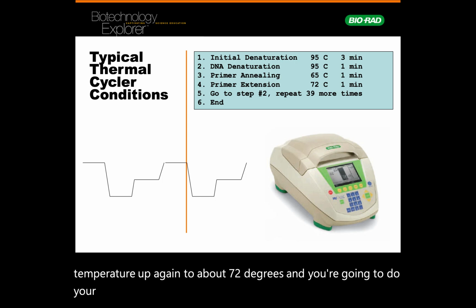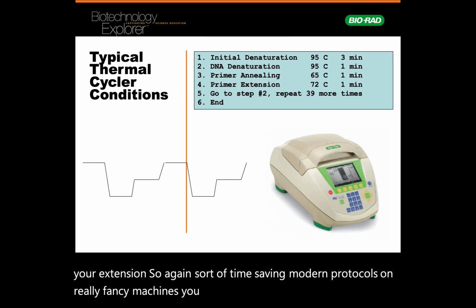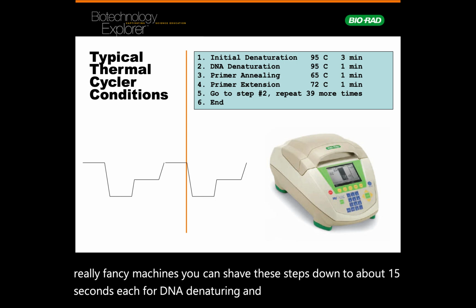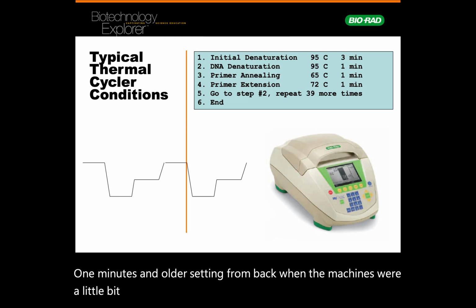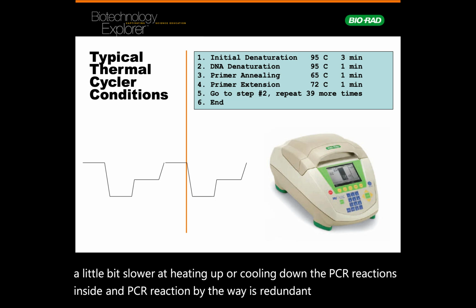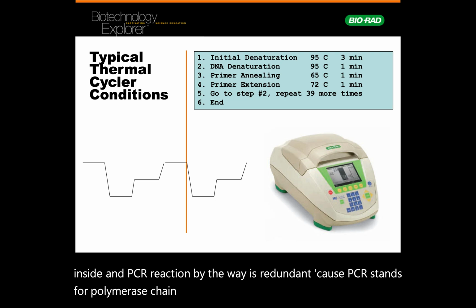So again, sort of time-saving modern protocols on really fancy machines, you can shave these steps down to about 15 seconds each for DNA denaturing and primer annealing. One minute is an older setting from back when the machines were a little bit slower at heating up or cooling down the PCR reactions inside. And PCR reaction, by the way, is redundant because PCR stands for polymerase chain reaction. So you just say PCRs, or the PCR tubes, or the reactions.